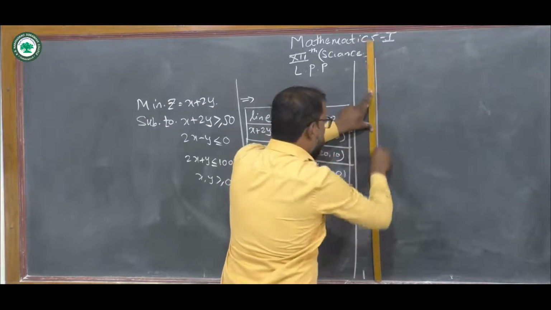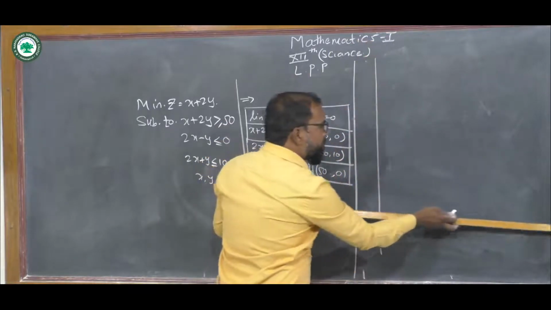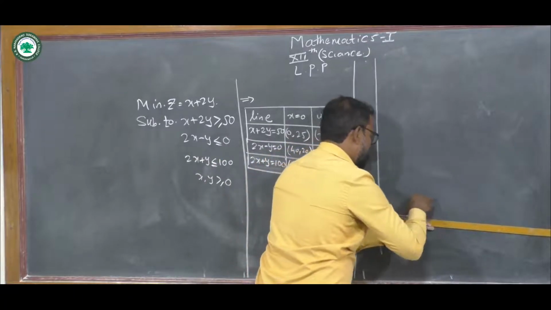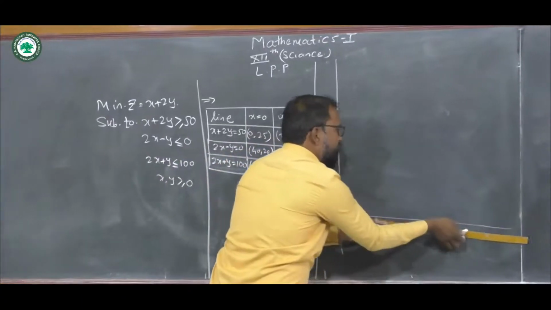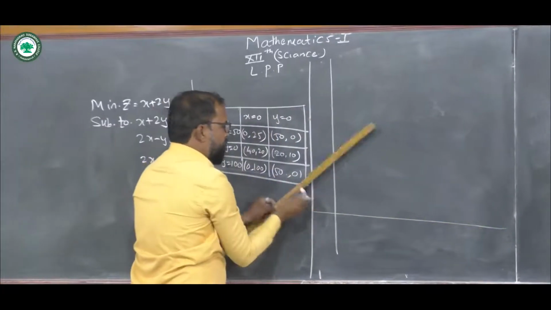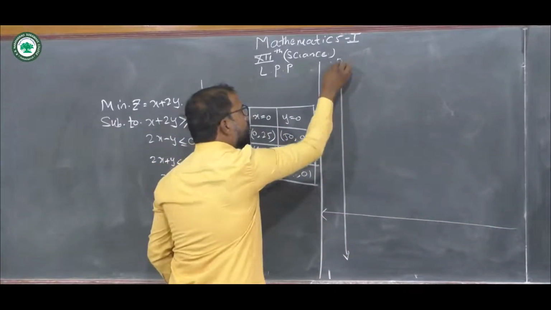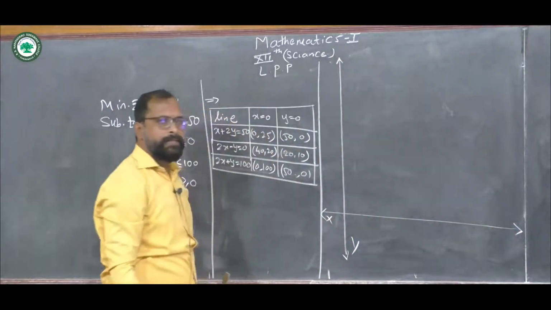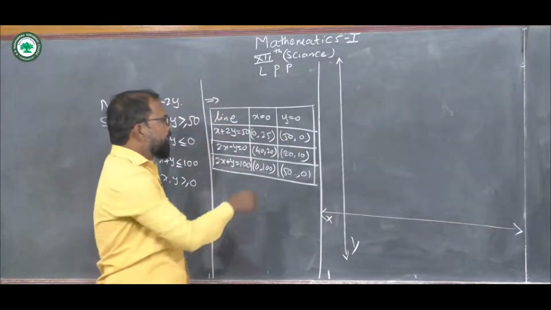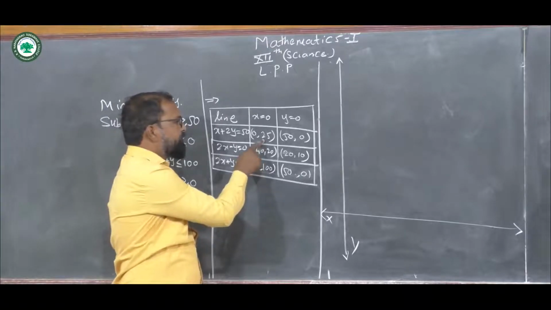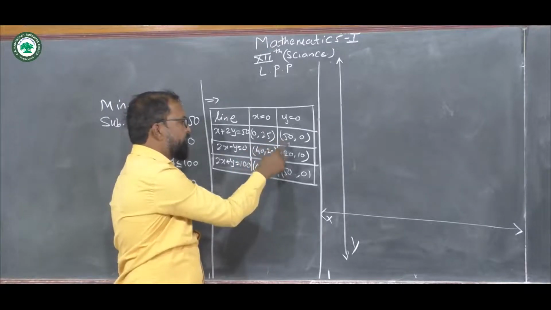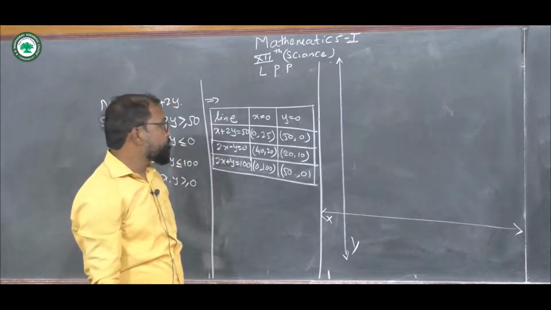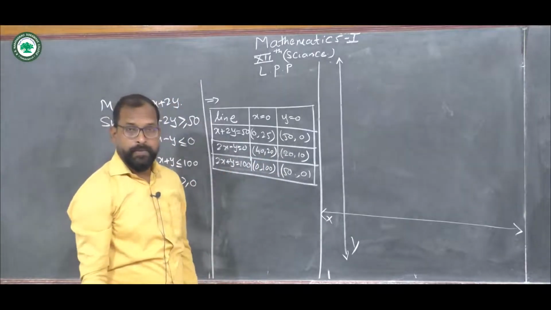Since there is a non-negative constraint given, we consider only the first quadrant. So this is the x-axis and this is the y-axis. Now the points are in terms of 25, 50, 20, 40, so we take an appropriate scale, that is, 1 centimeter equals 10.